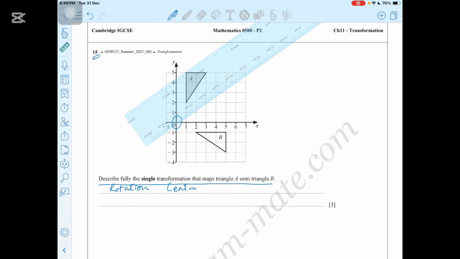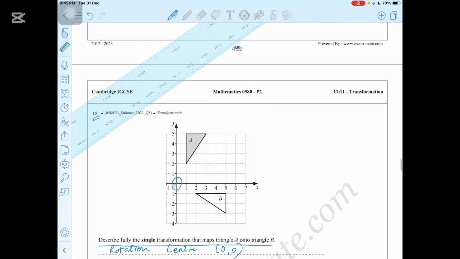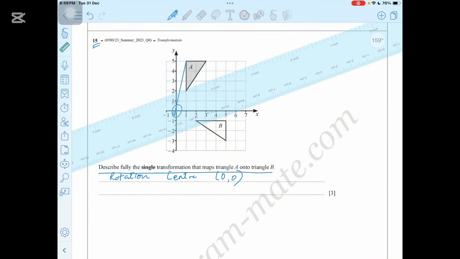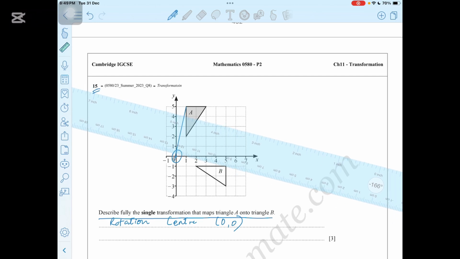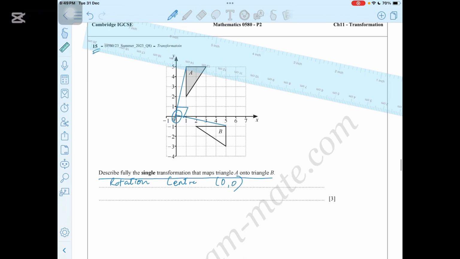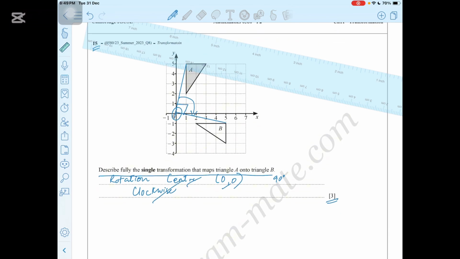center as origin, that is 0 0, right? Now let's just mark the, I have to tilt the scale, not move the screen, sorry. So this is it, and then this would be something like this, right? So this appears to be 90 degrees, and since A onto B, this is a clockwise direction, right? So this would be clockwise, right? So we are done with all three things: center and the direction, right, and the angle, right? We are done with all the three things.